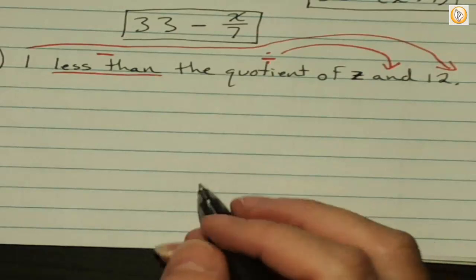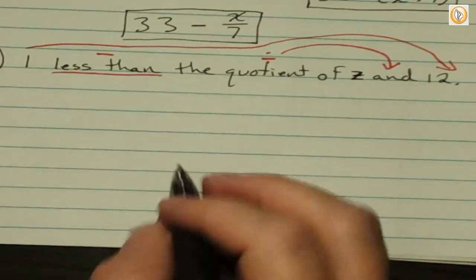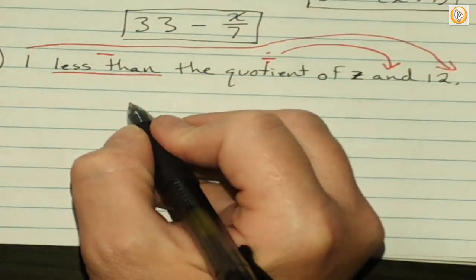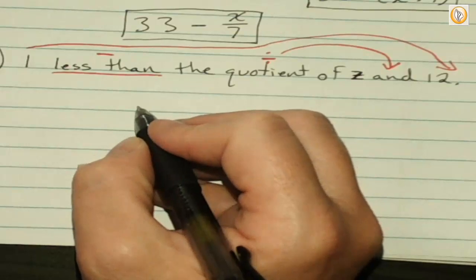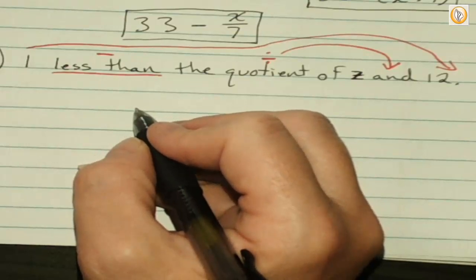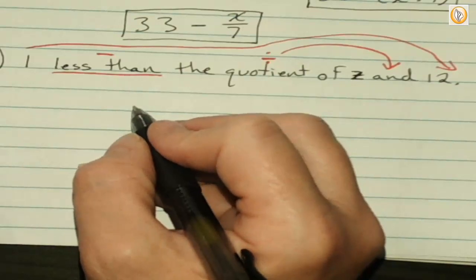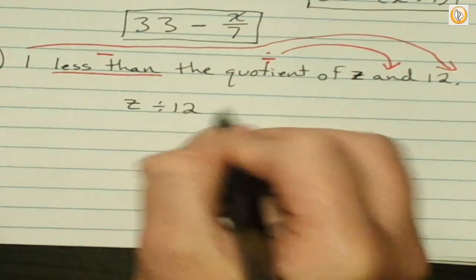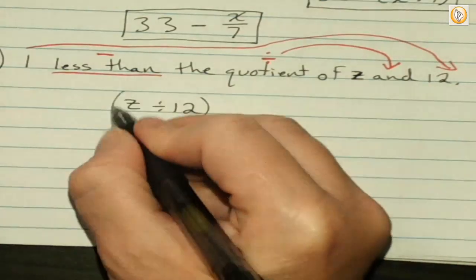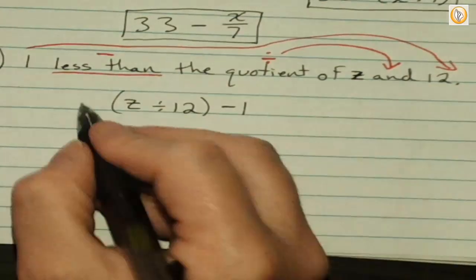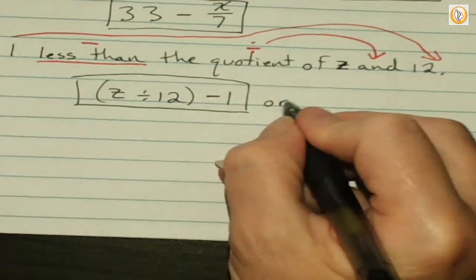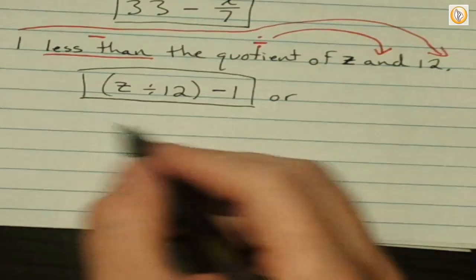Okay, so Tanner, how would I write this? Take a guess. You would do z divided by 12 minus 1. There you go. And I'm putting this in parentheses, minus 1. You are correct. Correctamundo. Okay, we're back at math.